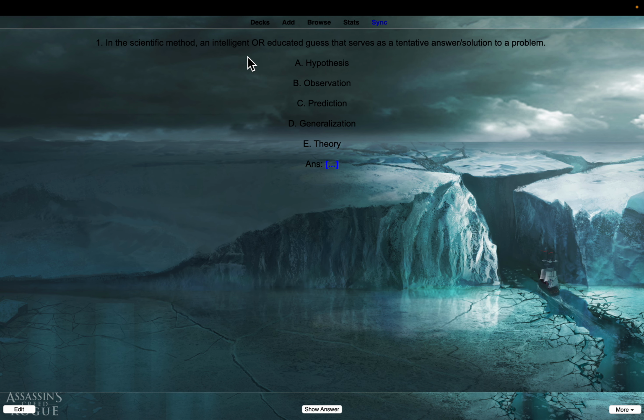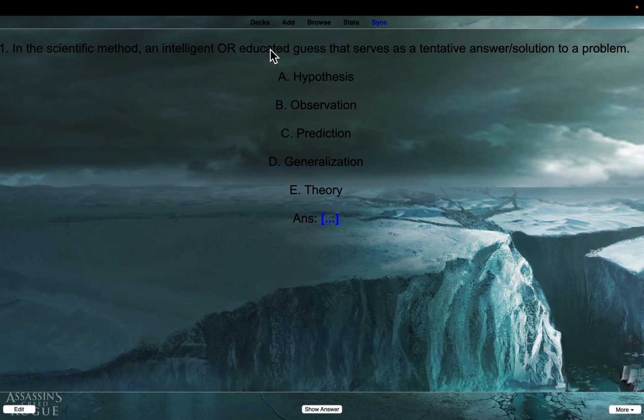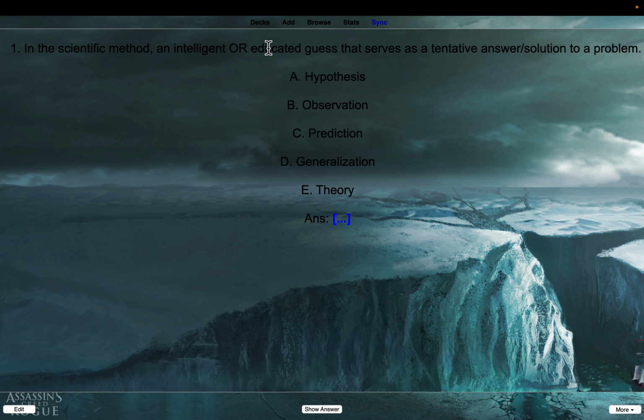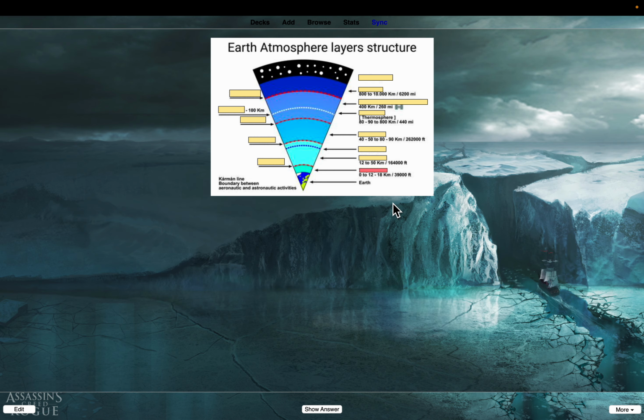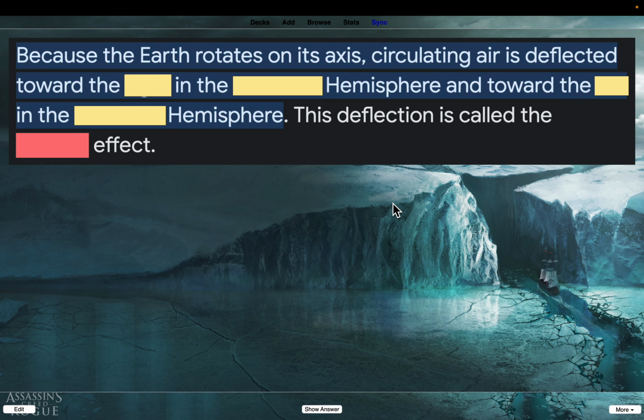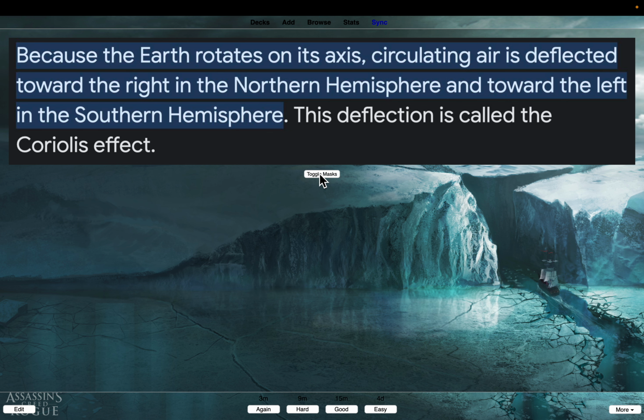In the scientific method, an intelligent or educated guess that serves as a tentative answer or solution to a problem. So tentative means not permanent. It's temporary. I think this is a hypothesis. That is correct. Troposphere. Okay. Ozone layer. There you go. Coriolis effect. Towards the right in the northern hemisphere. Towards the left in the southern hemisphere.